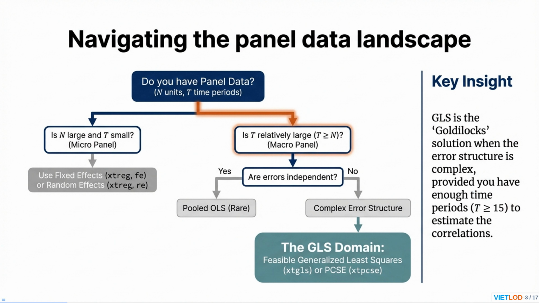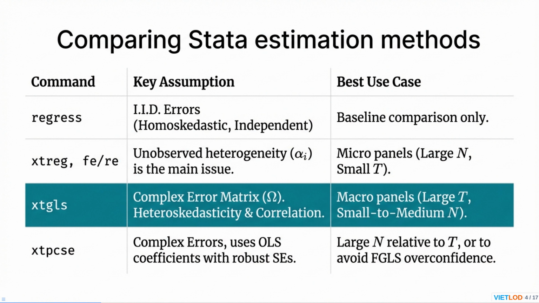In such cases, GLS is the Goldilocks solution. It's ideally suited for complex error structures, especially when you have enough time periods, typically 15 or more, to reliably estimate those underlying correlations, leading to more efficient and accurate estimates.